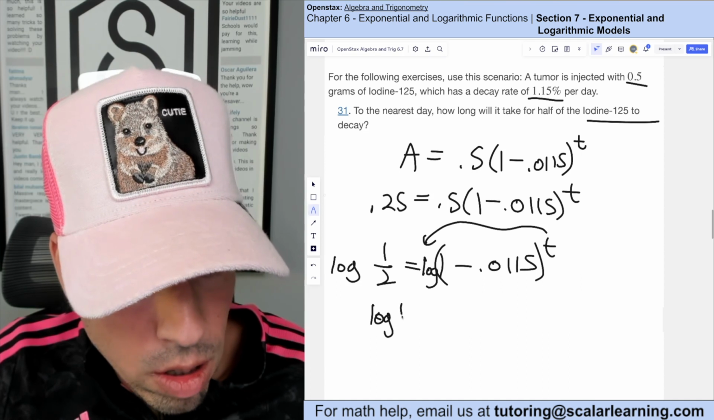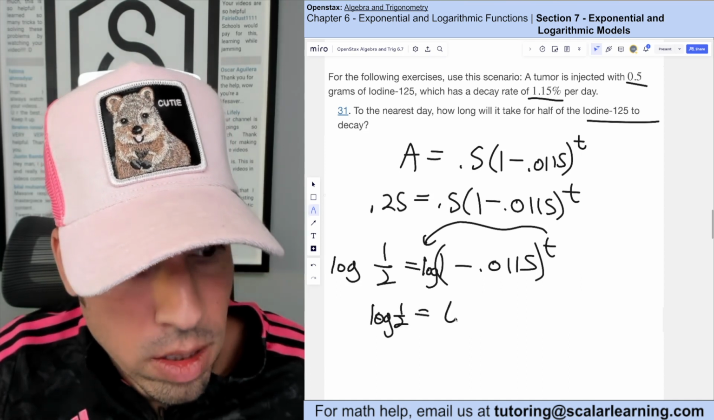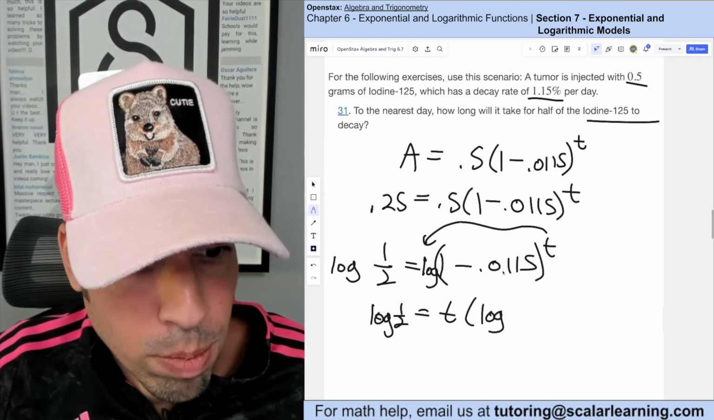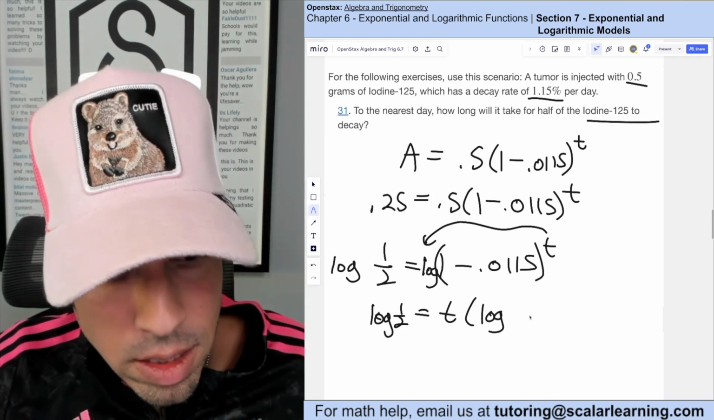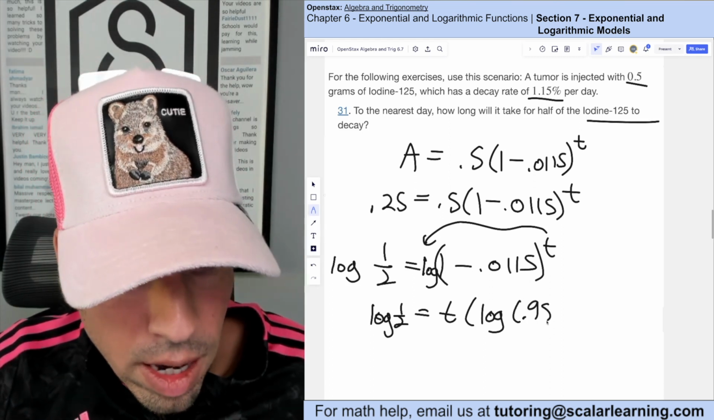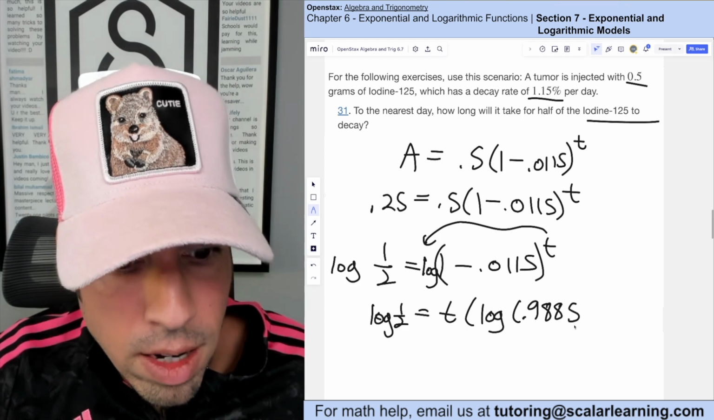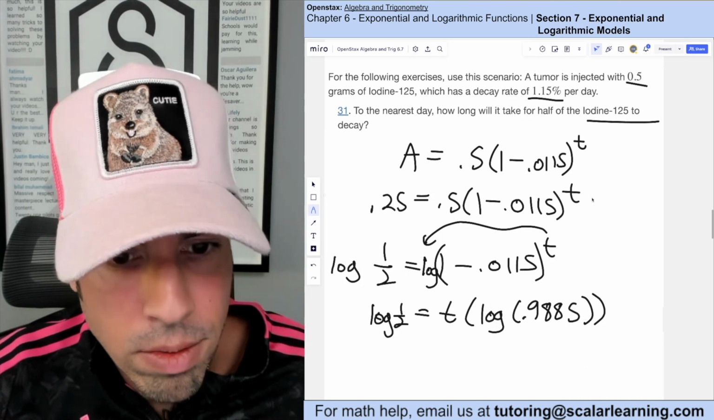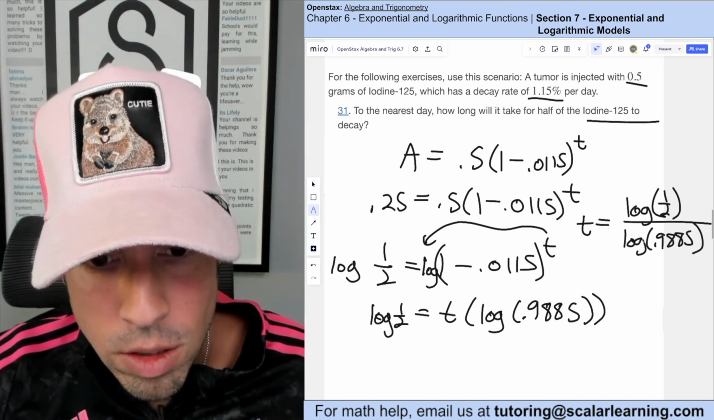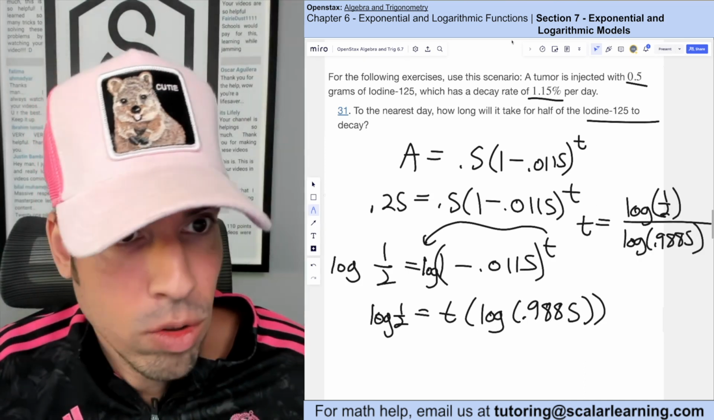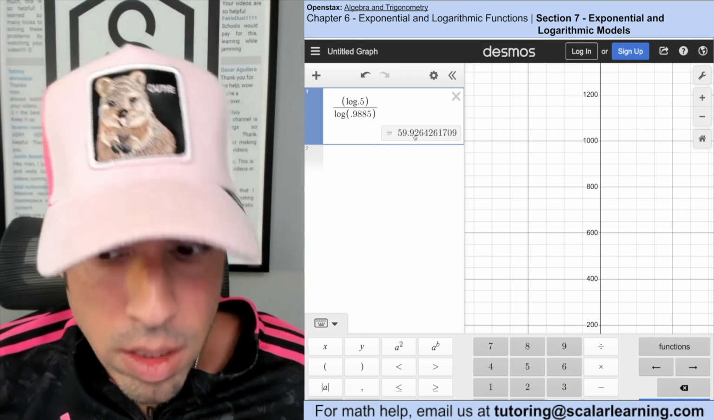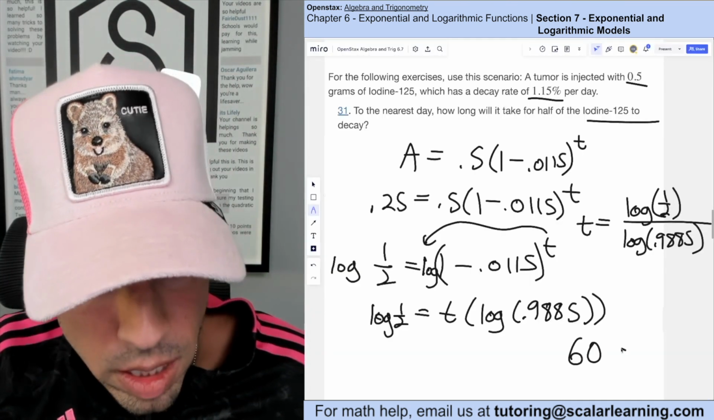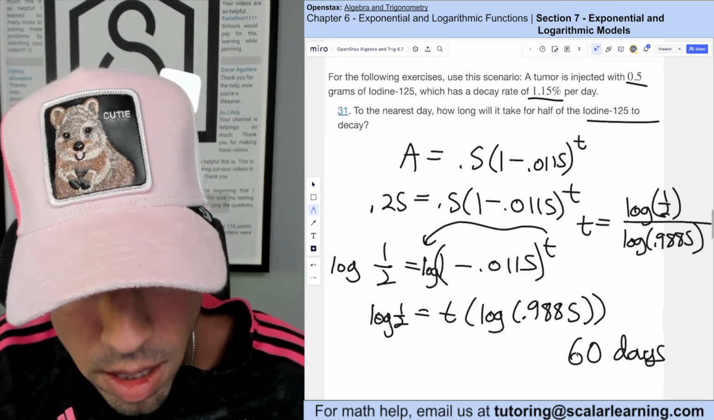So now I have log of 1/2 equals t times log of 1 minus 0.0115, and that is 0.9885. So then last step, we divide by log 0.9885. So then we get this expression. Now let's plug it in and see what it approximates to. And we get 59.9, which we're going to round up to 60. So we can say approximately it will take 60 days to decay that amount.